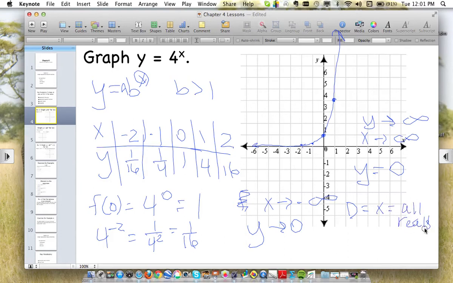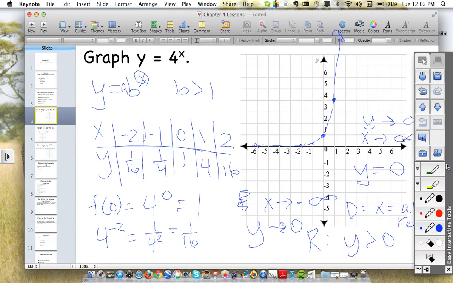So we'll say all reals. But for our range, we are limited. Y is going to be greater than 0. Notice that it's not greater than or equal to 0, it's just greater than 0. Okay? So let's clear that off and take a look at our next example.